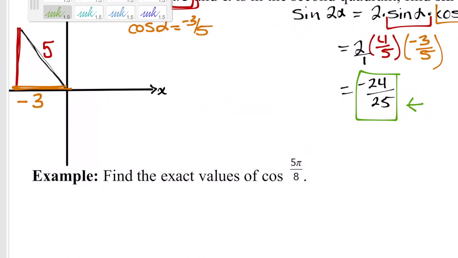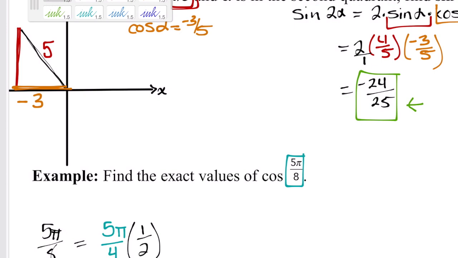For my next example, they want us to find the exact value of cosine of 5 pi over 8. So this is where, if my students don't remember the radians in the unit circle, they will get stuck. Here we have to be able to recognize that I don't know 5 pi over 8, but I do know 5 pi over 4. And in order to get from 5 pi over 8 to 5 pi over 4, I would have had to multiply by a half.